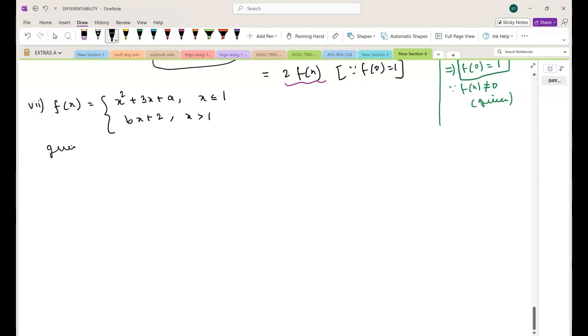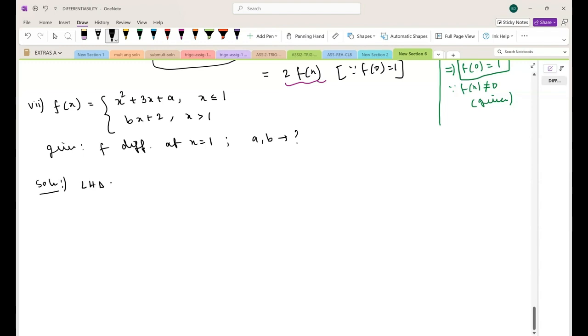Given f is differentiable at x equal to 1. Your job is to find out the values of a and b. Okay, now it is differentiable, so LHD equal to RHD.